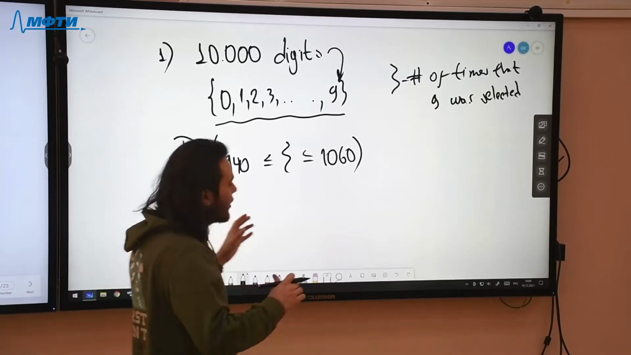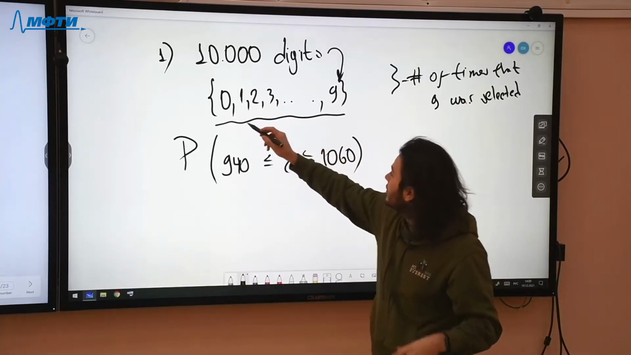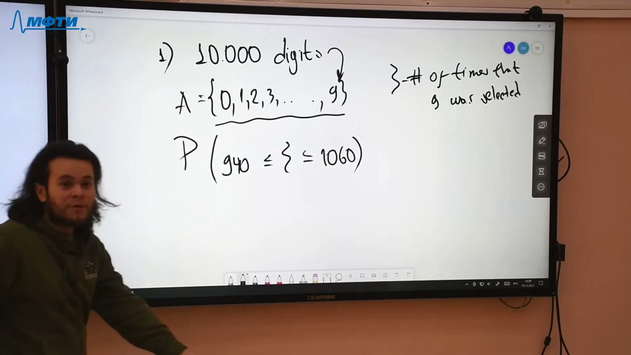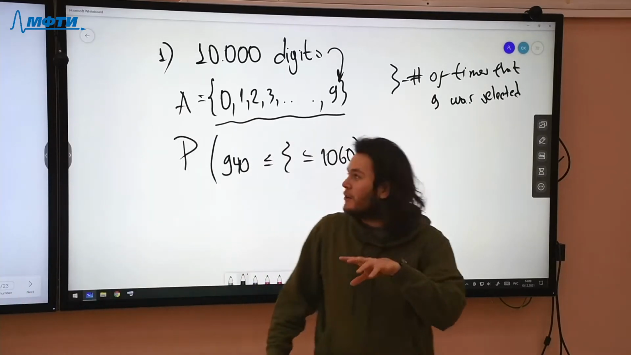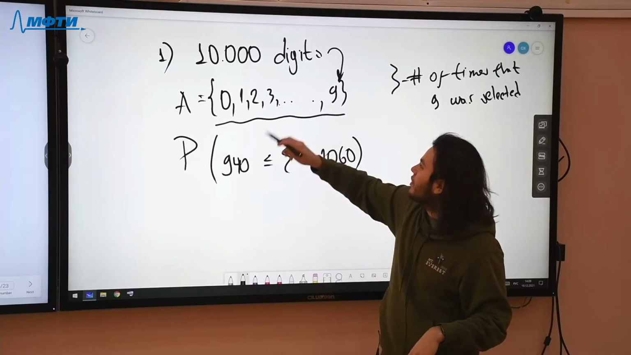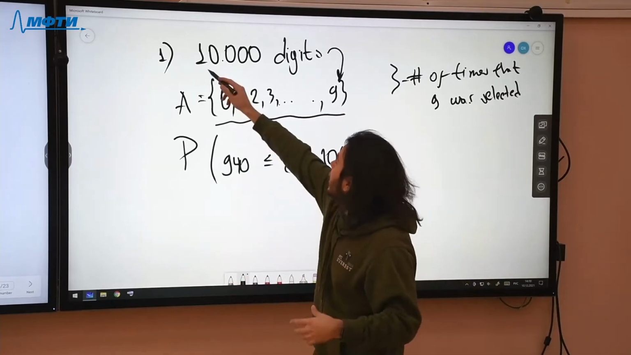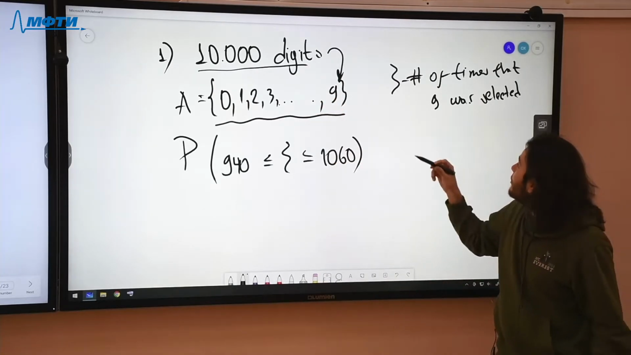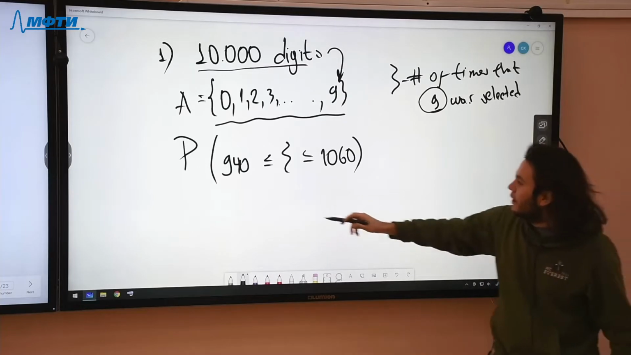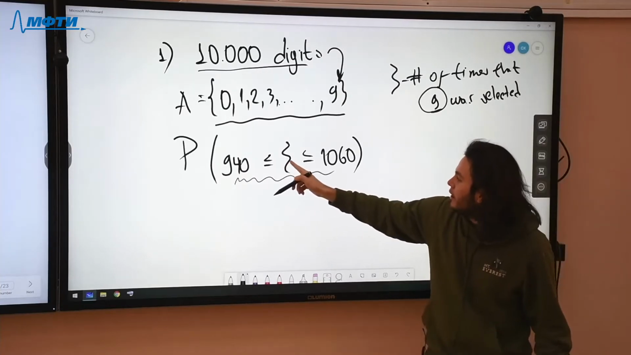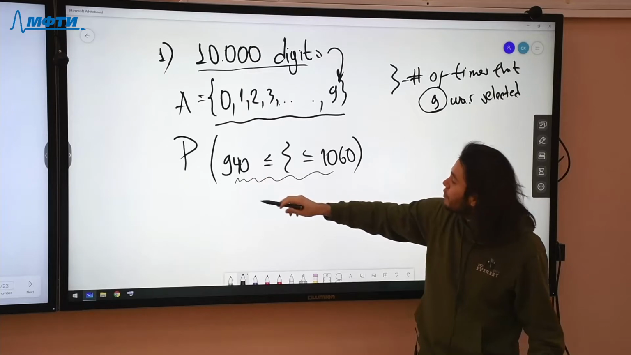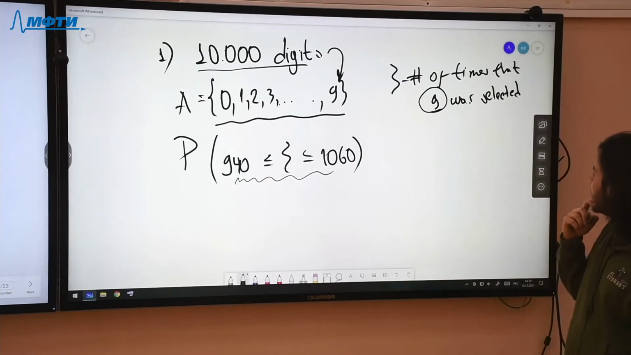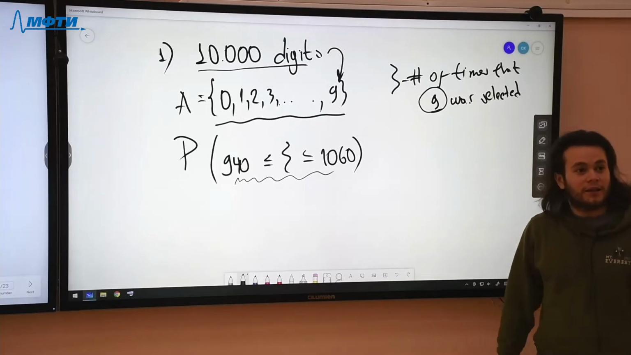Okay, again, so we have 10 elements here. Let's call this set A. We have the set A, and 10,000 times we're going to pick one element, right? So the first time we pick, I don't know, 0, then 3, then 9, and so on. And at the end we get 10,000 digits. We need to find the probability that we pick 9 between 940 and 1060 times, okay? So how do we do that? Any idea?